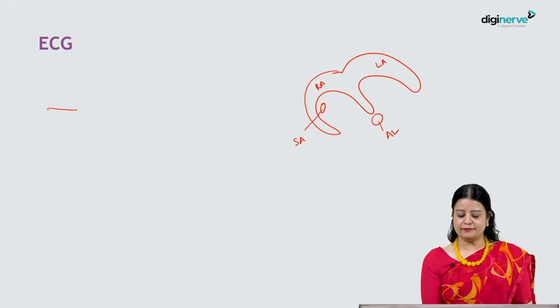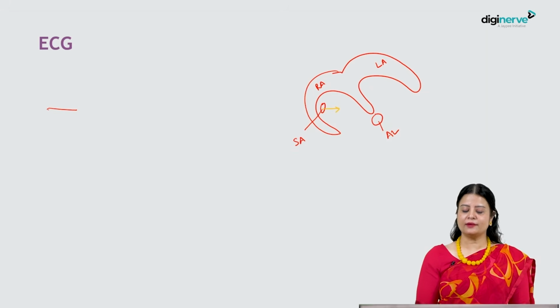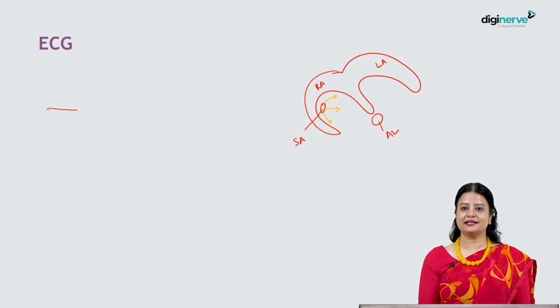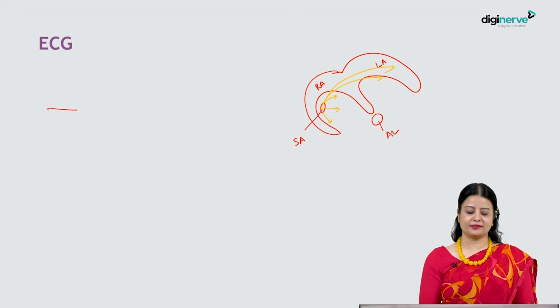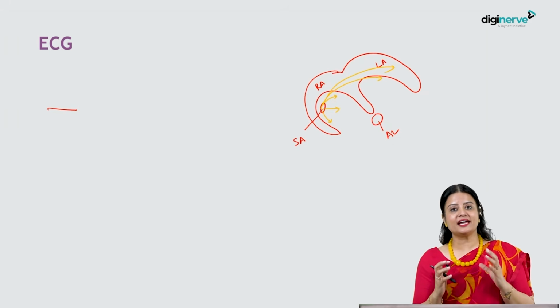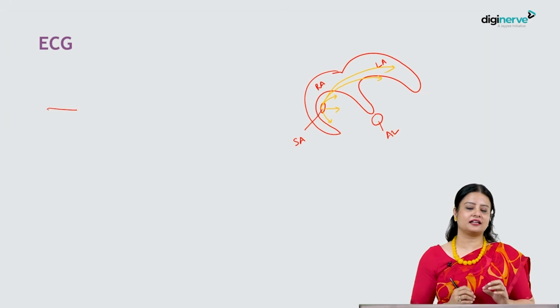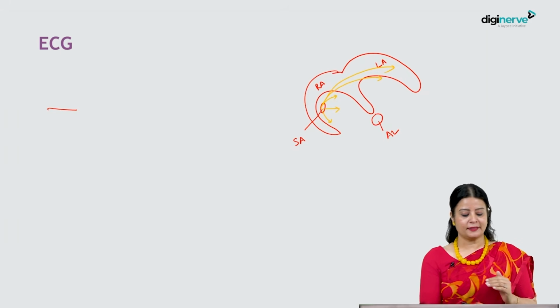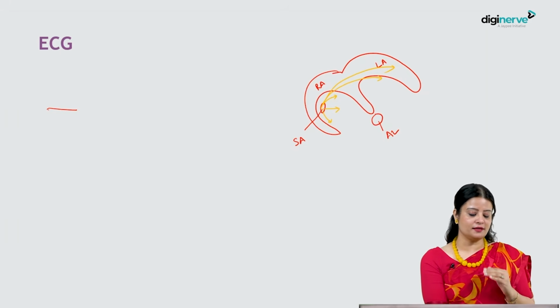Now, when the impulse begins from the SA node, it spreads across the entire right atrium and then it is transmitted to the left atrium. So now, we have seen the instantaneous vector of atrial depolarization is in the direction of the mean cardiac axis. So hence it is going to give us a positive deflection on the recording.